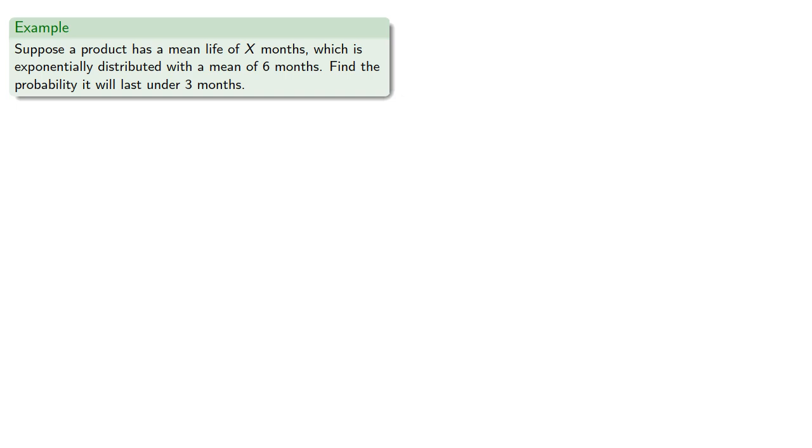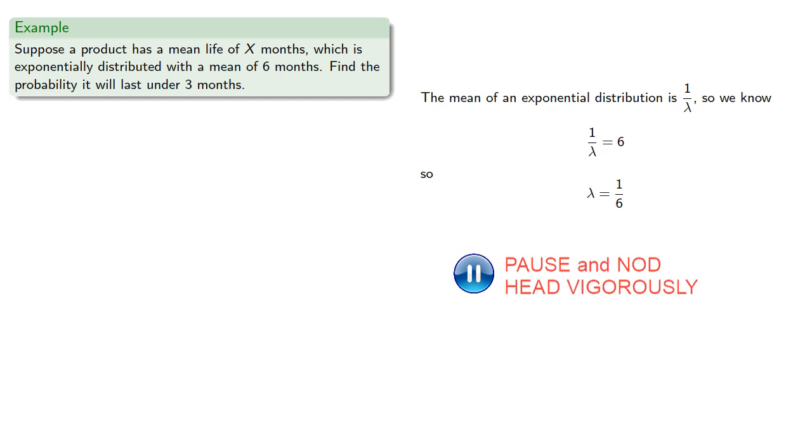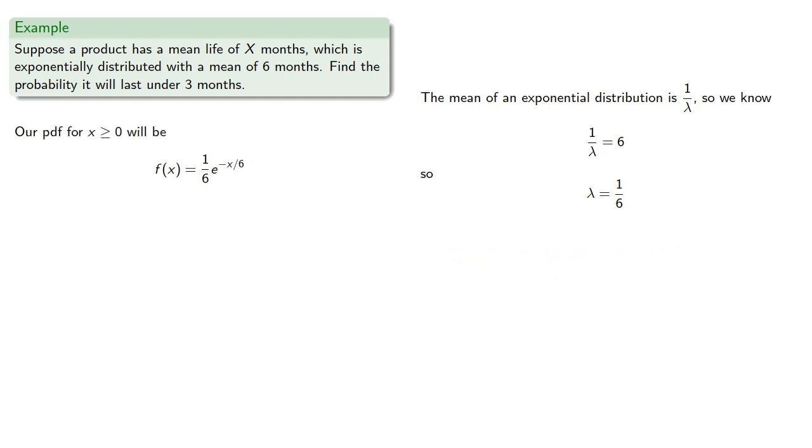So suppose a product has a mean life of x months, which is exponentially distributed with a mean of 6 months. Find the probability it will last under 3 months. The mean of an exponential distribution is 1 over lambda, so we know that 1 over lambda is 6, which means that lambda is 1/6. So we can write down our probability density function.